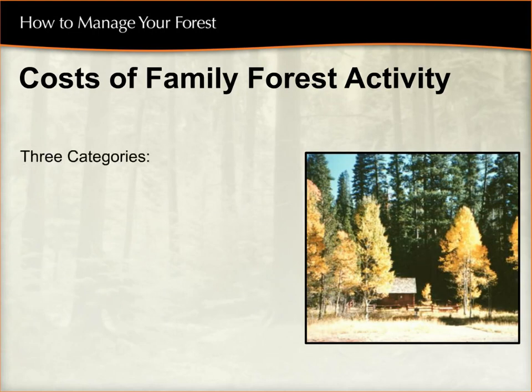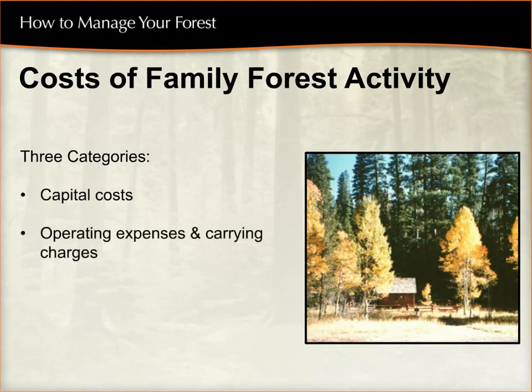Since we've just mentioned the deductibility of various costs based on category of activity, we should say a bit about the type of costs incurred in forest operation and their relationship to taxes. For federal income tax purposes, costs related to family forest operations are classified into three categories: capital costs, operating expenses and carrying charges, and expenses of sale.